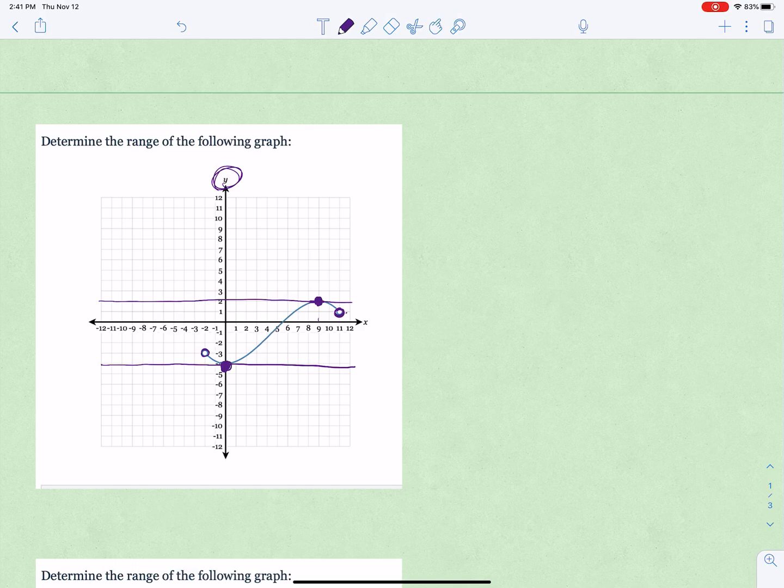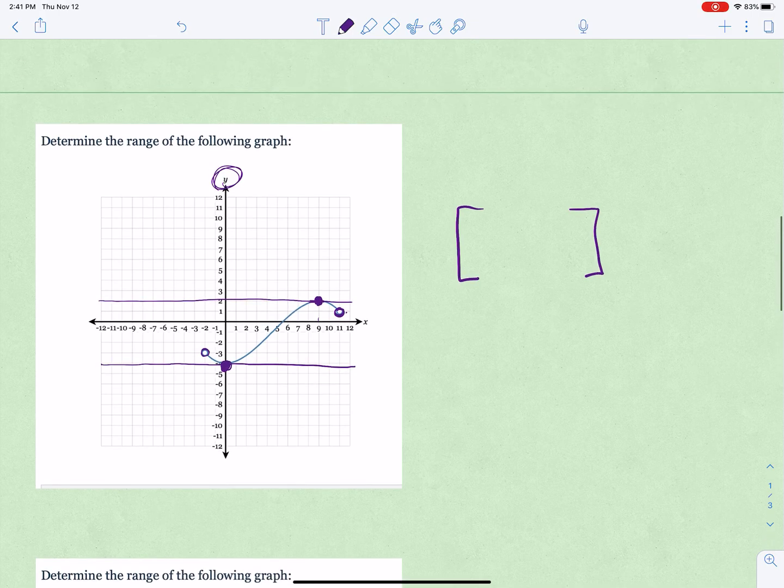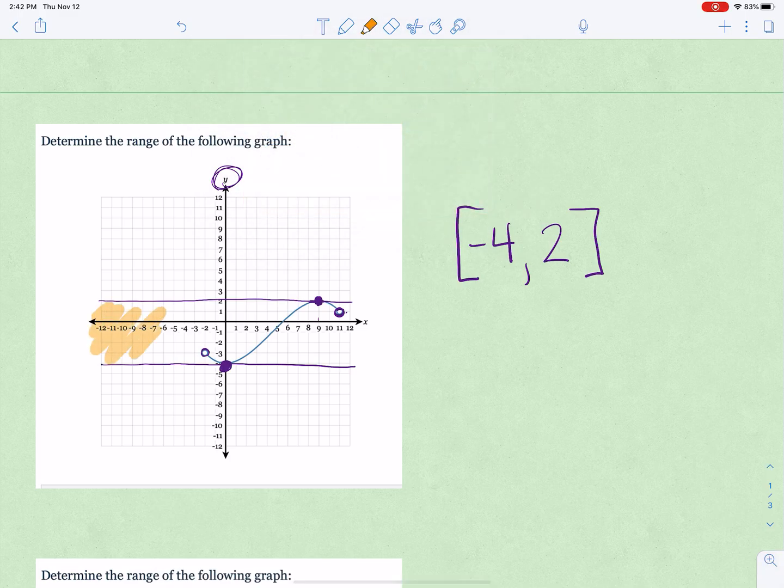Since both 2 and -4 are an answer, I am going to use brackets on both sides. Now remember, we always put the smallest number first. Our smallest number is -4 because it drops all the way down here to the -4. And the largest number is 2. Because remember, we are looking for all the values within the range. And the range is everything in between the highest value and the lowest value on our y-axis.